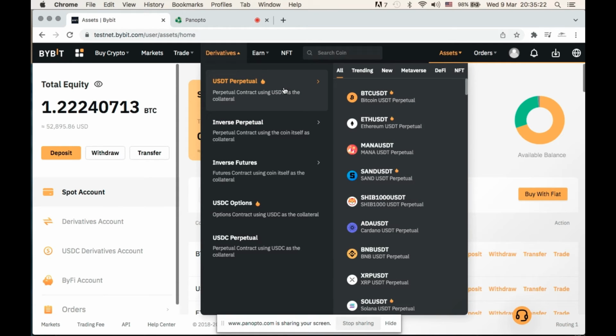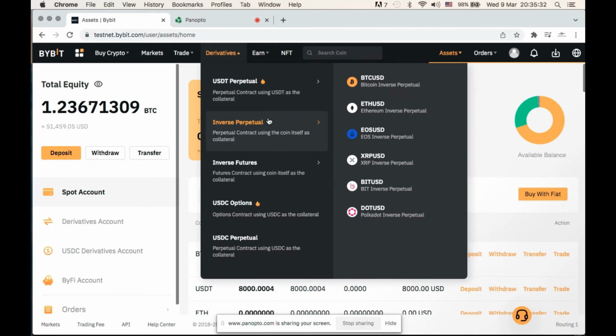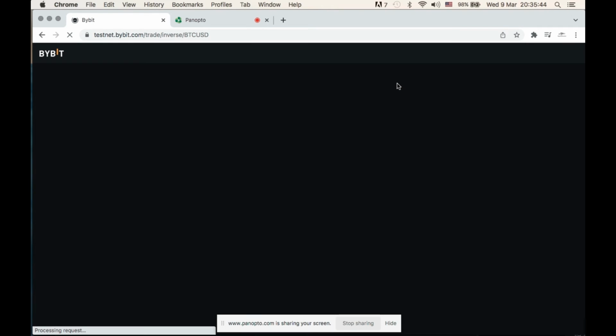So in the USDT perpetual page, you are trading Bitcoin on leverage, but you are trading with USDT, not Bitcoin. So on the inverse perpetual is where you actually trade with Bitcoin itself. So you gain and you profit and you loss, and your losses will be in Bitcoin. So let's go ahead, go into Bitcoin USD.